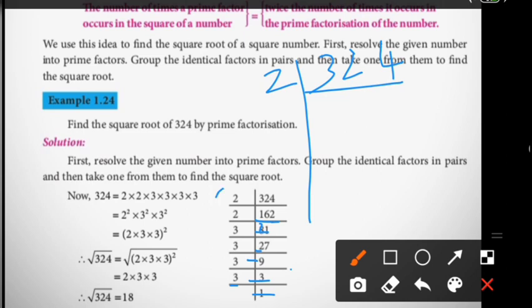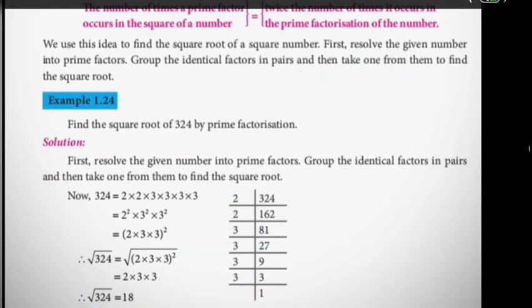Here take pairs. 2 one time. Again 3 one time. Again 3 one time. So 2 into 3 into 3. 2 3s are 6. 6 3s are 18. The square root of 324 is equal to 18. Our answer is 18. This is using the prime factorization method.